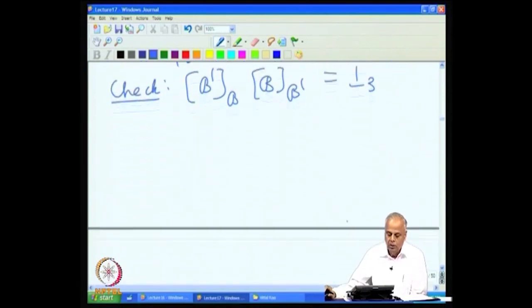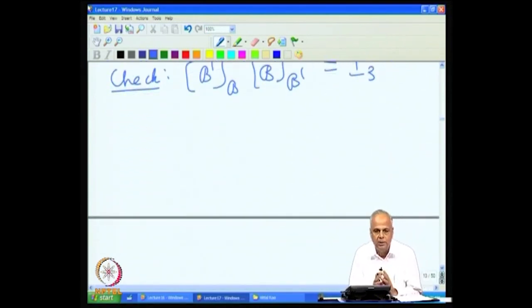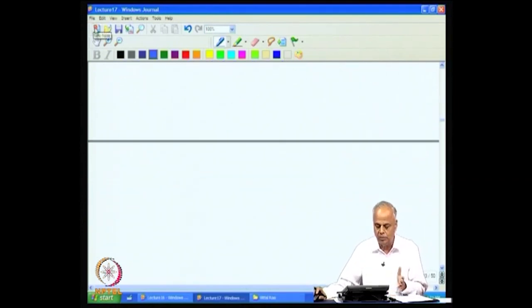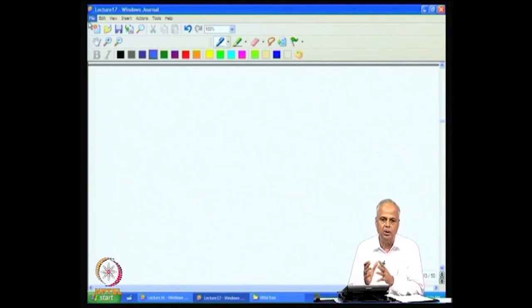So, in order to look at the connection between two representations coming out of two different bases, we must always look at the connection between the two bases. If you want to convert from the B language to the B prime language, you should convert the basis vectors in the B language into the basis vectors in the B prime language. Similarly, if you want to convert from B prime language to the B language, you must convert the basis vectors in B prime to the B language. That is how we construct these matrices for the transformation. So, we have the connection between these two representations neatly contained in a simple matrix which stores the information about the connection between the two ordered bases.